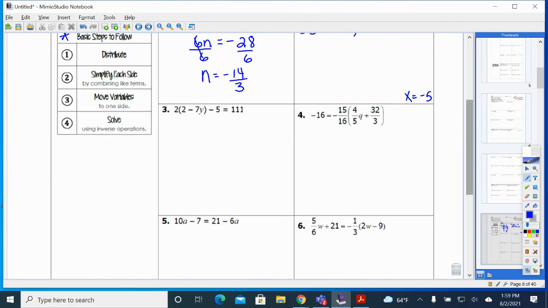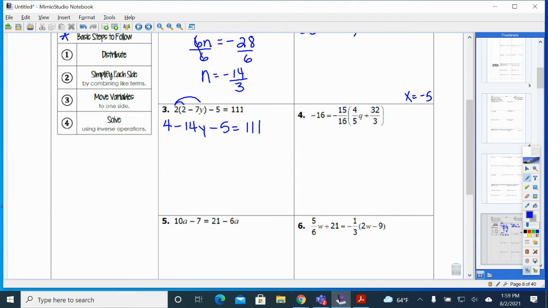Jumping down to number 3. We've got 2 times 2 minus 7y minus 5 is equal to 111. The reason why I want to show you this one is because you've got more than just a couple of things on one side. Step number 1 is still going to be to distribute here. 2 times 2 is 4. 2 times negative 7y is a negative 14y. Minus 5 equals the 111.